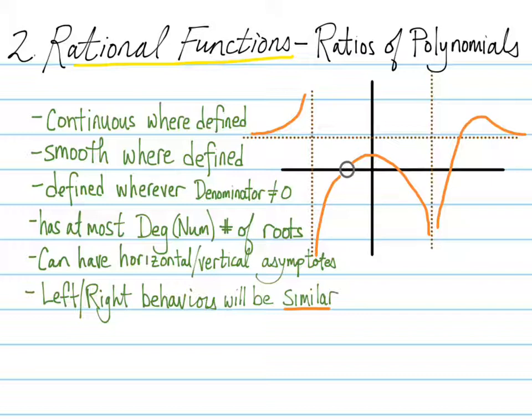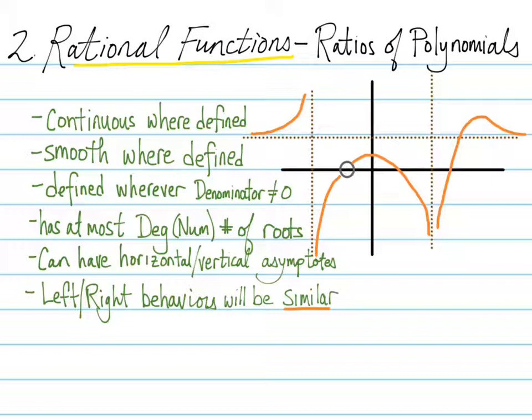Rational functions. Rational functions are the ratios of polynomials, right? So a rational function could look like something like x over x squared plus 1. They are continuous as long as they're defined. There's plenty of places they're not defined, but wherever they're defined, they're continuous. They're smooth everywhere they're defined. Rational functions also don't have pinch points. They are defined anytime the denominator isn't 0. So anytime you see a problem, it's usually because the denominator is 0.